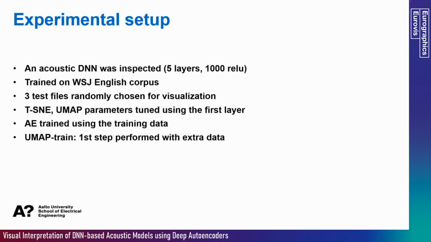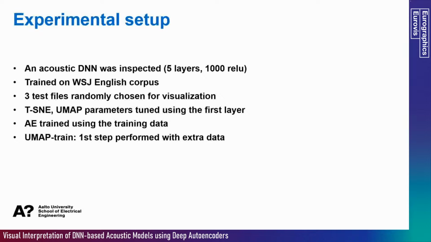The hyperparameters of t-SNE and UMAP were optimized using the data produced by the first hidden layer. Autoencoders were trained on the hidden representations that were generated for the training part of this corpus. This, of course, means that during optimization, they didn't see any of the test vectors, while the other methods directly optimized the layout of the test data. We also tried what happens if we feed more data to UMAP, and we did it by adding 300 training files to the first step, where it basically looks for the appropriate manifold. Keep in mind that the optimization step for this method was still performed using the test vectors.